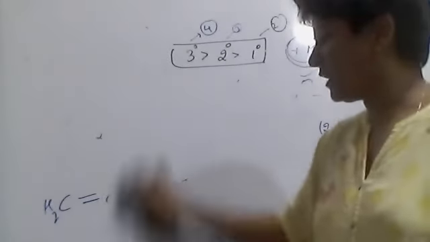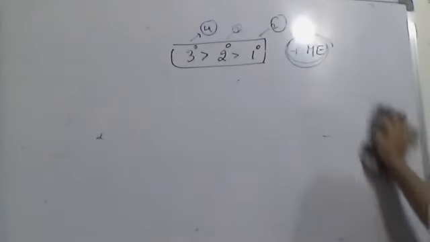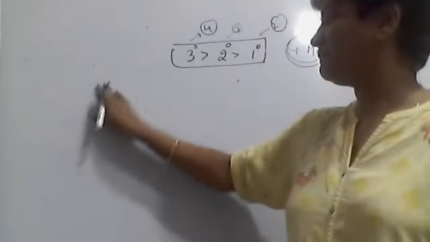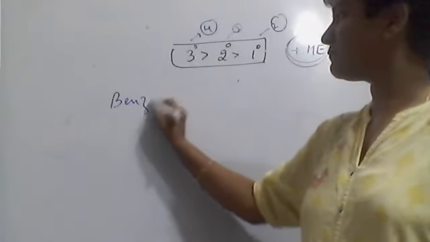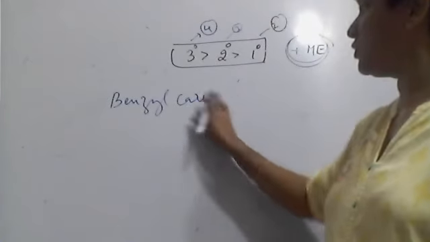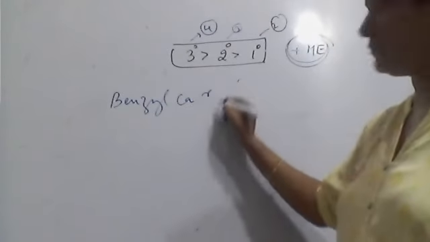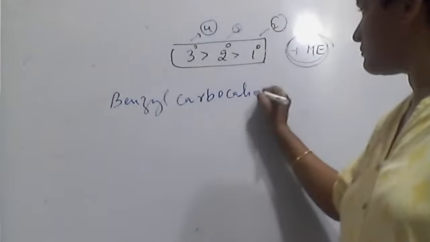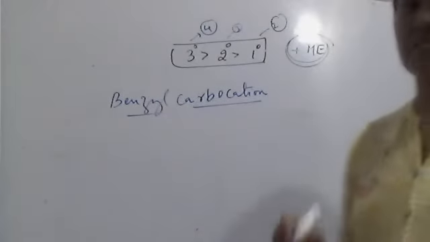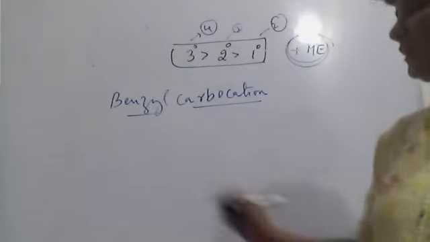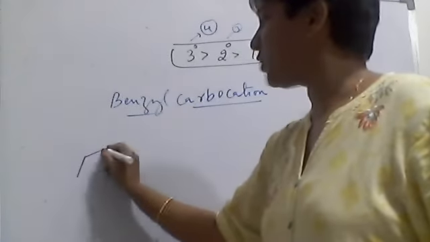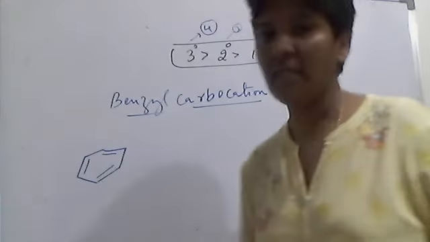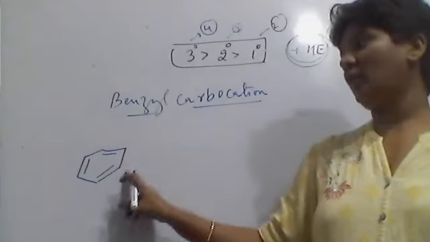Okay, now we'll see for benzyl. Okay, see what is benzyl first of all. What is benzyl? Benzyl carbocation. First of all, you should know what is a benzyl carbon. Okay, see better. Benzyl carbon is also an allyl carbon. Okay, it is your benzene. In benzene, you see that every carbon is having a double bond.